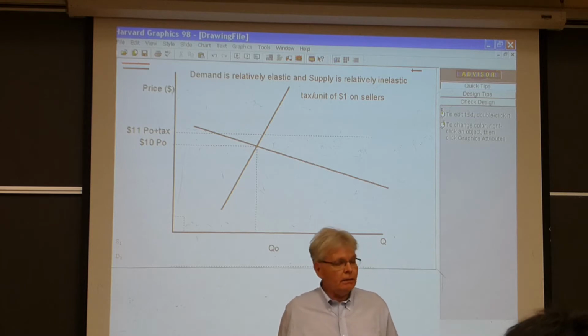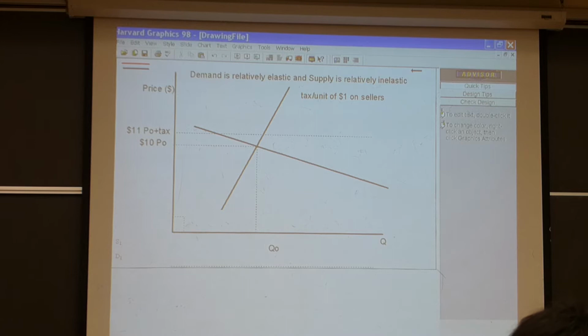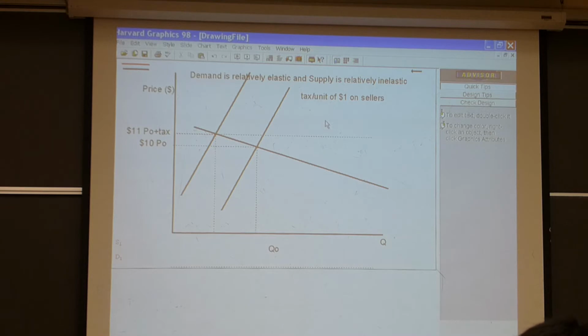All right, everybody? So, given it's $1, I'm going to shift it like this. And then this is the new equilibrium price and quantity. Okay? Now, are we ready for the next thing, the buyer's share?